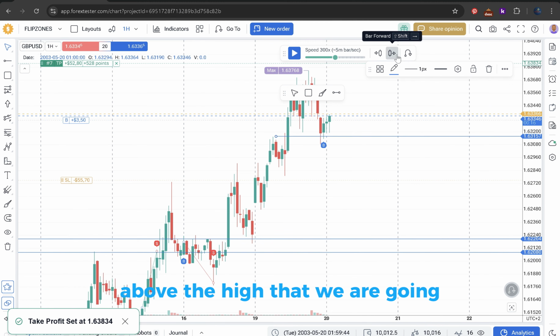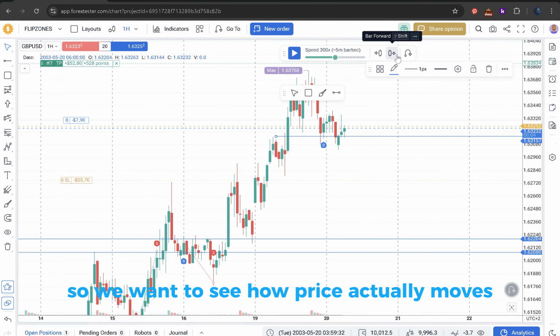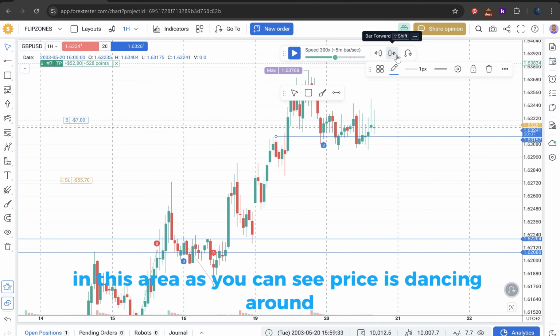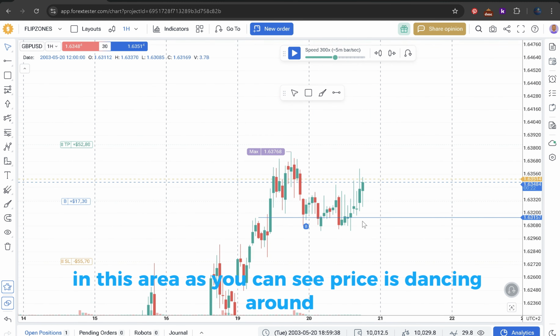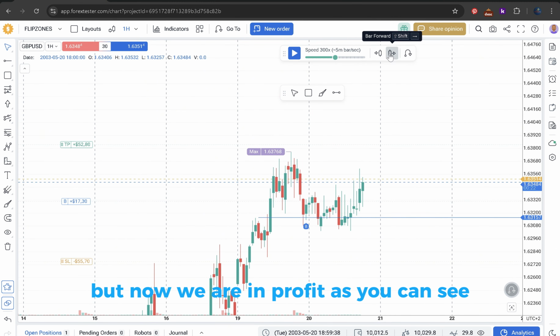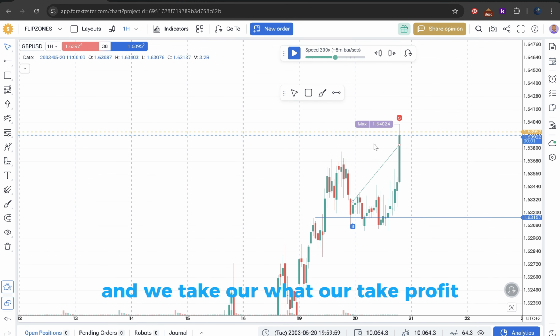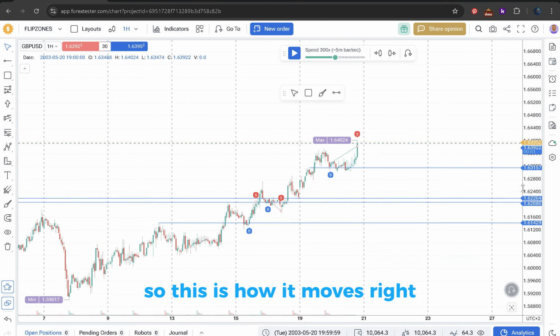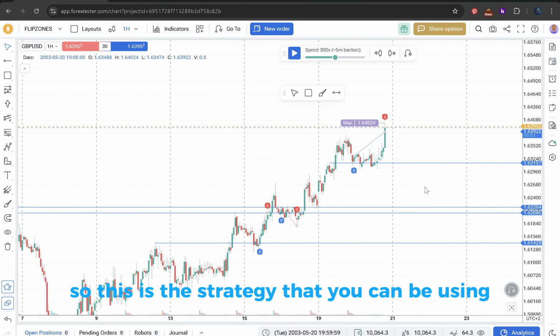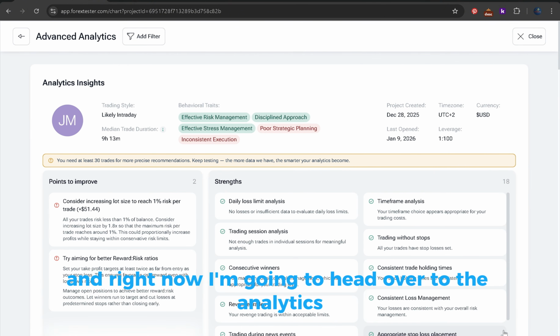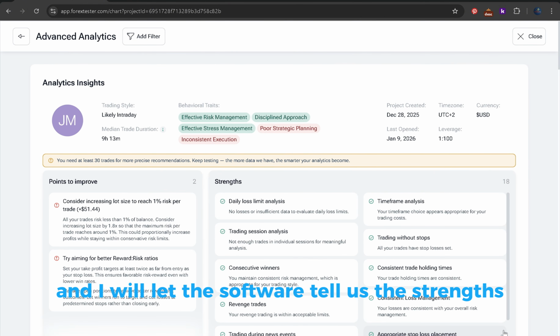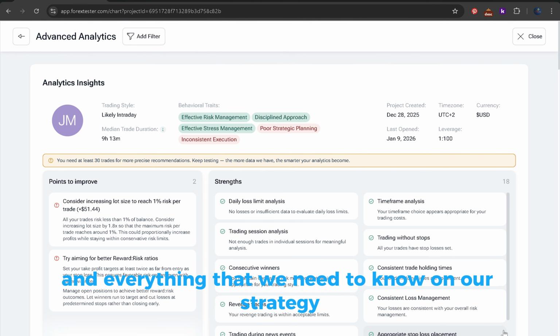So we want to see how price actually moves in this area. As you can see, price is dancing around, but now we are in profit, and we take our take profit. So this is how it moves, right? So this is the strategy that you can be using in anything that you do. And right now I'm going to head over to the analytics, and I will let the software tell us the strengths, the points to improve, and everything that we need to know on our strategy.